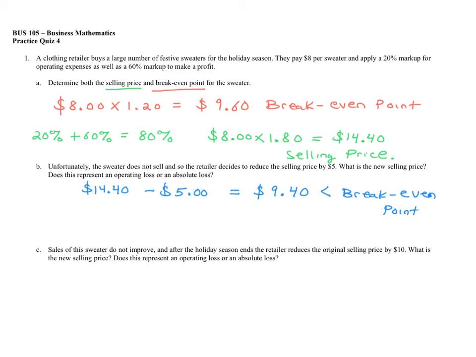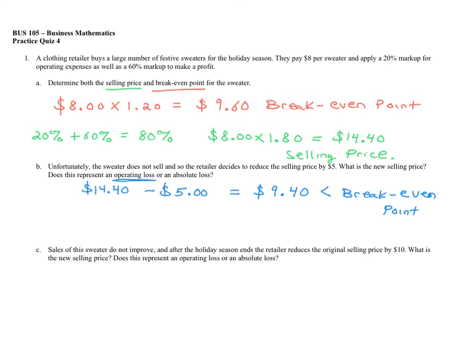So, I mean, this does represent a loss. Now, it hasn't dropped so low that it's going below the amount that was paid per each sweater. So this is actually cutting into the operating expenses. So for this reason, we have an operating loss. So we are less than the break-even, which means we are losing money, but it's not a total loss at this point.